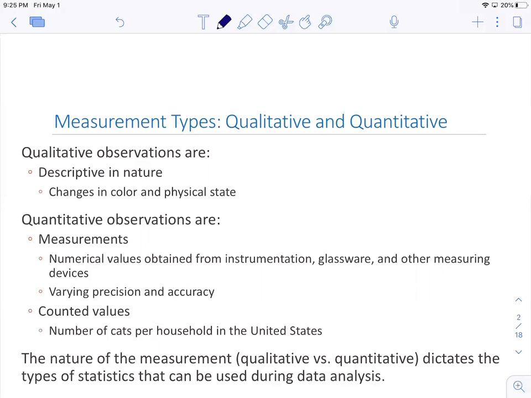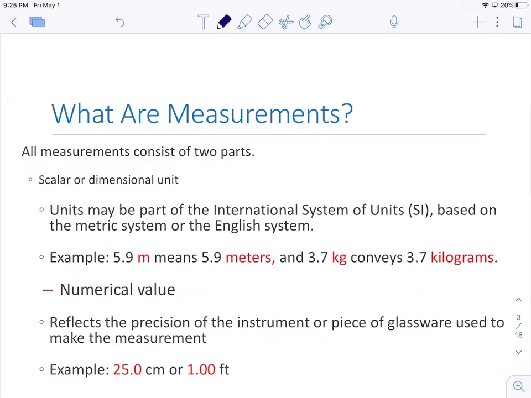The nature of the measurement, qualitative or quantitative, dictates the type of statistics that can be used during the data analysis. So if we have qualitative data, we can develop some sort of an idea of repetitive observations, and we can find some coding within our qualitative analysis. Quantitative, we can do more math with. We can take averages, we can find medians or modes, most frequent values, things like that. What are measurements? Measurements are very important for chemistry, specifically quantitative measurements.